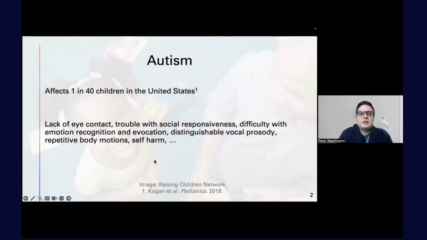1 in 40 children in the United States are autistic, and autism is characterized by a wide range of behavioral characteristics, such as lack of eye contact, trouble with social responsiveness, and a bunch of other characteristics.